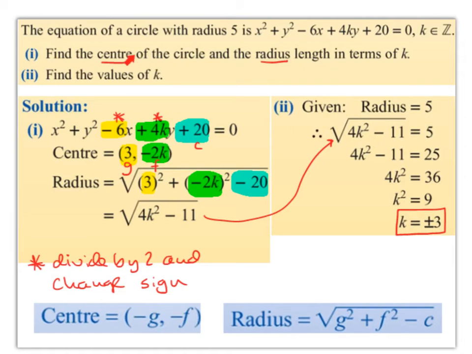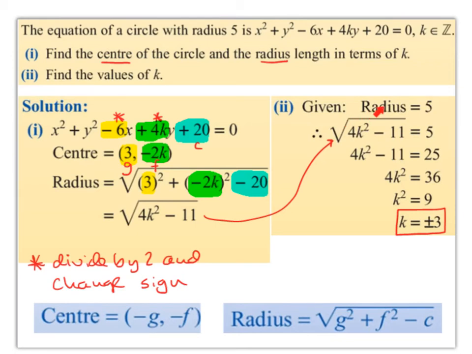Part 2, find the values, plural, of k. So what was given in the question is that the radius is equal to 5 units. So we just worked out an expression for the radius. So we have the square root of 4k squared minus 11, and we let it equal 5, because that is what the radius is that was given in the question. And next we solve for k.